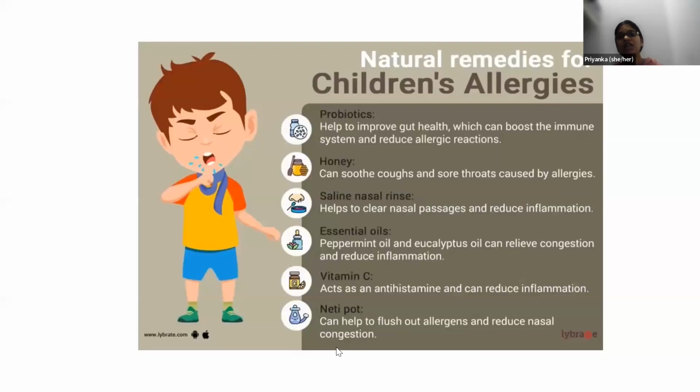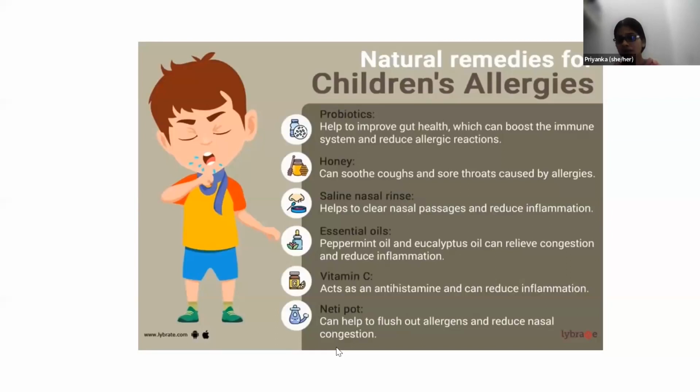For example, a child with allergies approaches a pediatrician. The pediatrician asks a dietitian to plan a diet. So what are the important factors to be considered while planning a diet? Include more probiotics in the diet of the patients, as it helps improve gut health, which can boost the immune system and reduce allergic reactions.